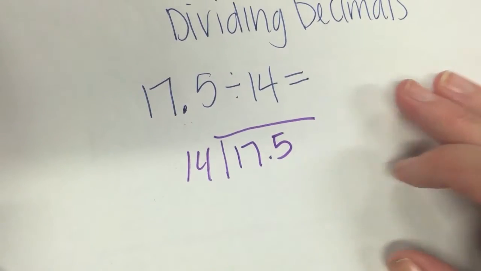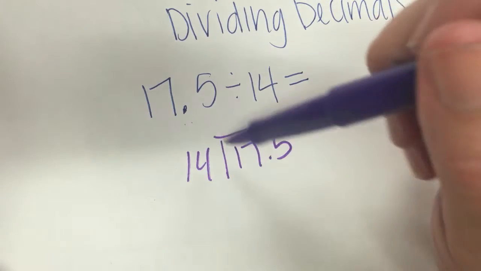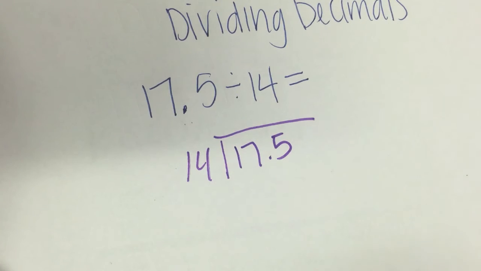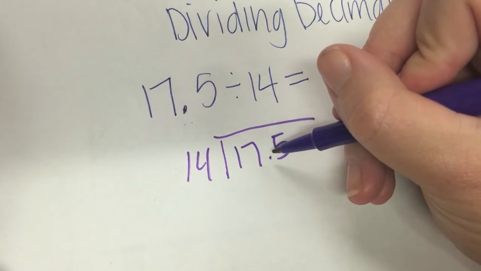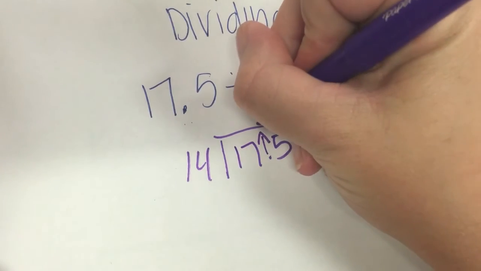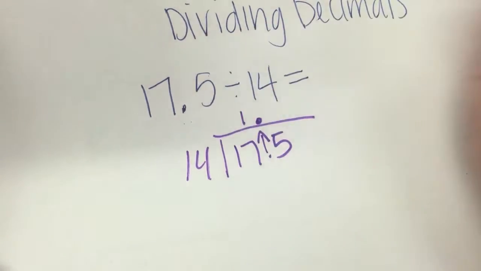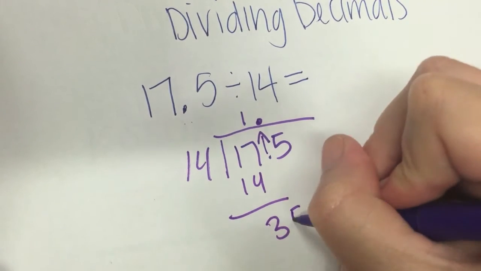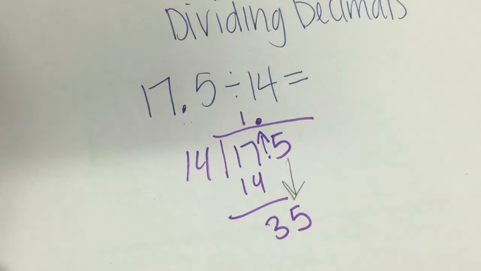So when we do this, the first thing we have to do is make sure the number outside the house is a whole number. It happens to be this one's a whole number. So we don't have to move any decimals here. The only thing we have to do is make sure we put this decimal above the house. And it's just going to go right where it was. Now 14 goes into 17 one time. And we subtract it out. We bring down the 35. Do not bring that decimal down with you. You're already done with that decimal.